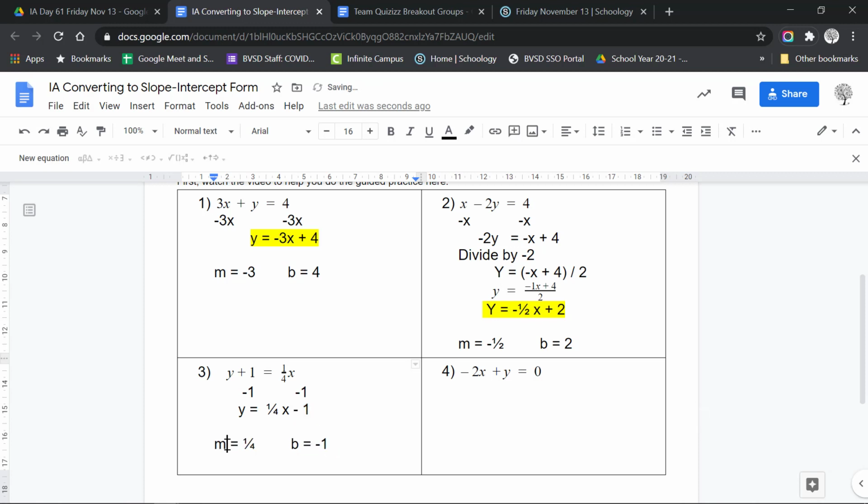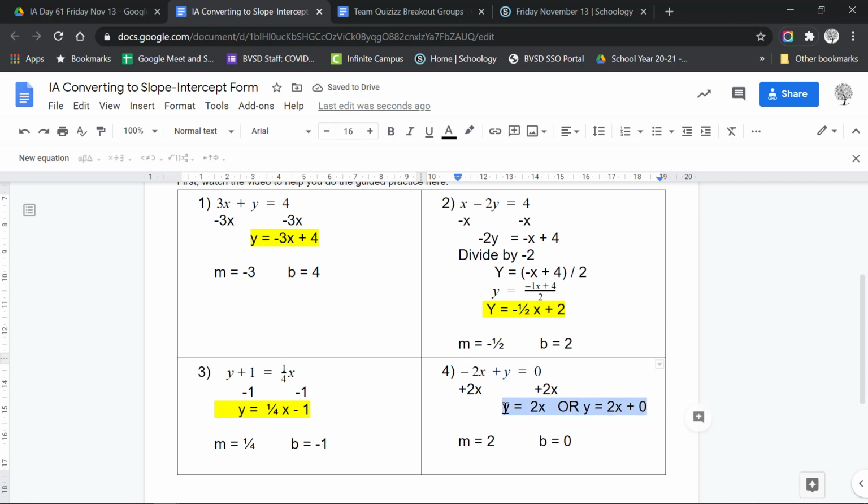B is negative 1. Now, on this one, we've just got to get rid of that negative 2x. Great. So I can do that by adding 2x to both sides. And then I've got y all by itself, so I'm already done. And then I have 2x plus 0, but I can just leave that as 2x. You might want to write it in both ways because one way makes it really easy to see the y-intercept. So either way, I can see the slope is 2. But the y-intercept I can see really clearly in this form. The y-intercept is 0.